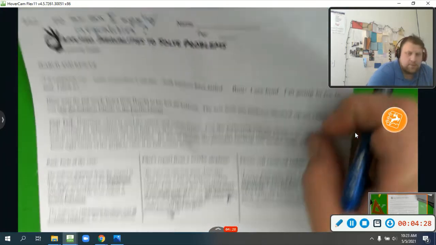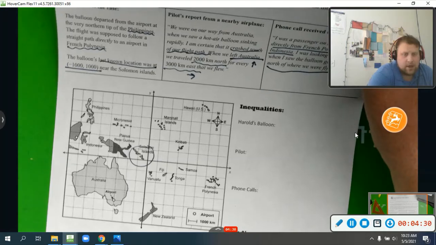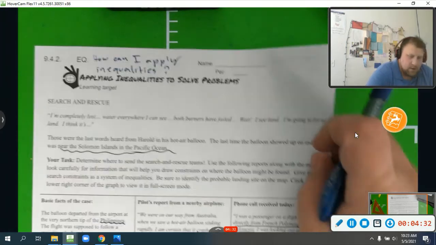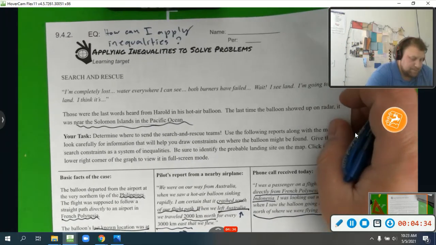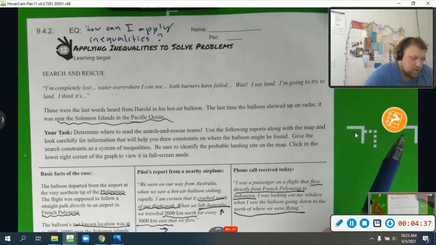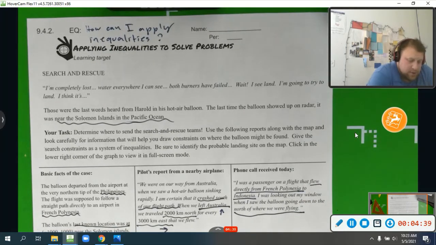So what did I do? I went ahead and circled Solomon Islands on my map, because that's where it was near, right? That might help us later. Your task is to determine where to send the search and rescue teams.